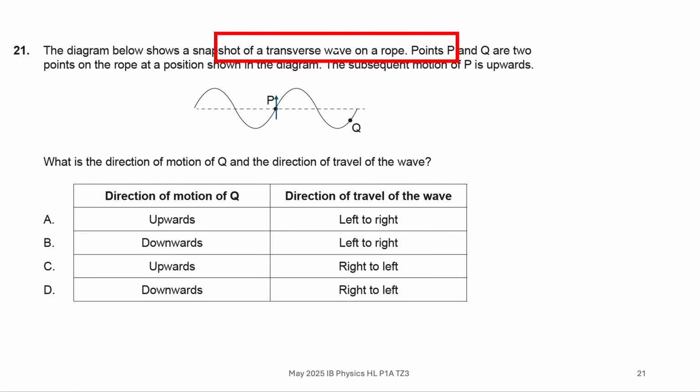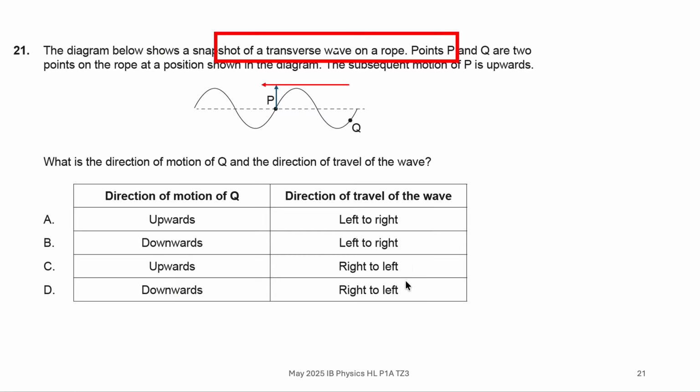Now here, we know that P travels upwards. And if you look at our wave profile, what that means is that P is going to eventually become a crest, and you'll notice that the crest next to P is on its right-hand side. In order for P to become a crest, remember P does not move in the left-right direction. It's a transverse wave. It's only moving up and down. And so it must be that this crest is going to move to the left. In other words, the direction of travel of the wave must be from right to left.